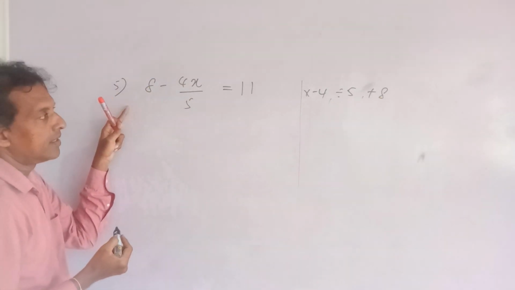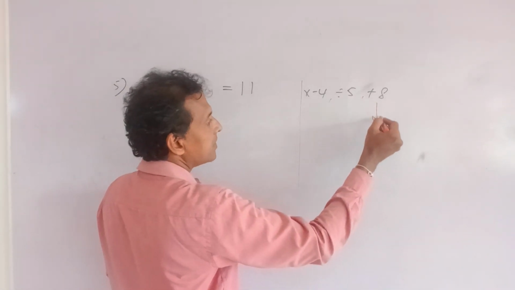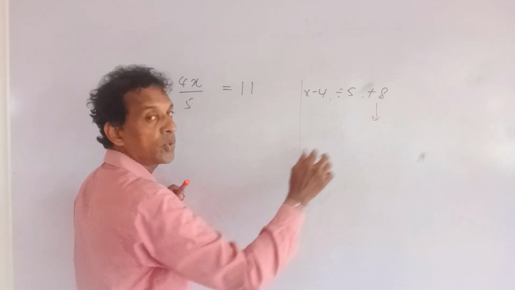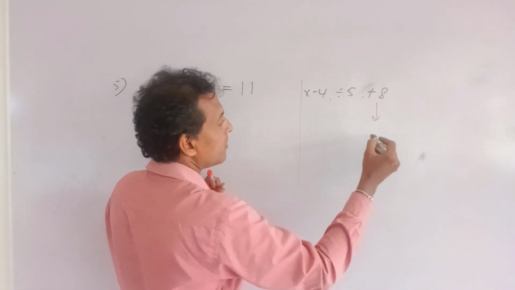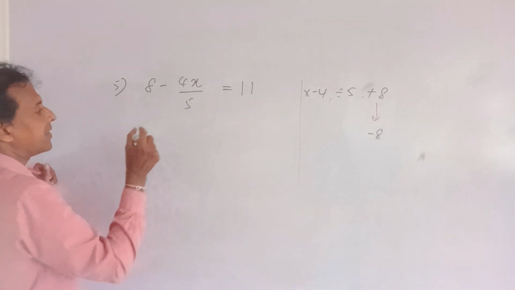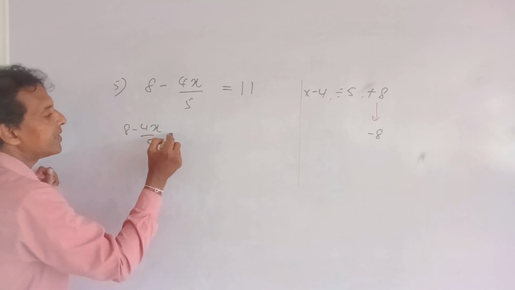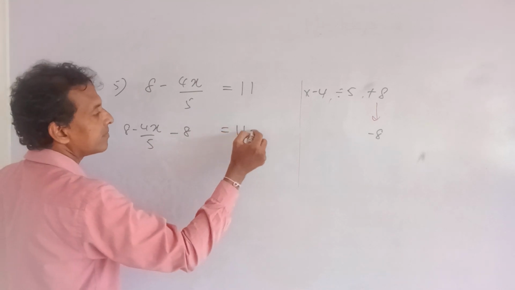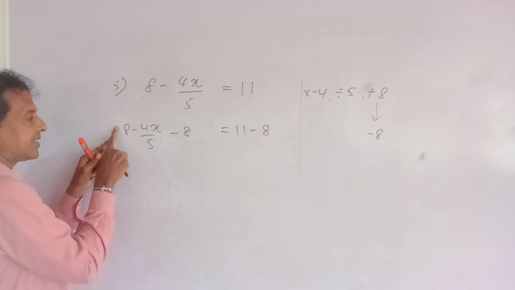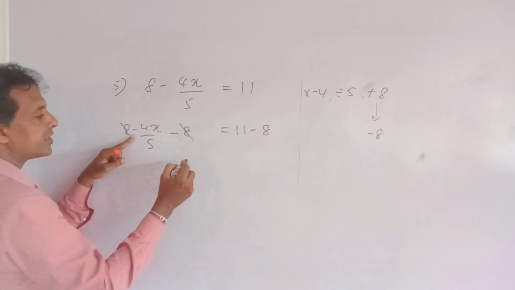Right. So we start the inverse operation. First, the last operation in this is addition of 8. So move on to subtraction of 8. So subtract 8 from both sides. So here we have 8 minus 4x divided by 5. Subtract 8 from both sides. Plus 8 minus 8, plus 8 here, plus 8 here, minus 8 gets cancelled. So we have minus 4x.